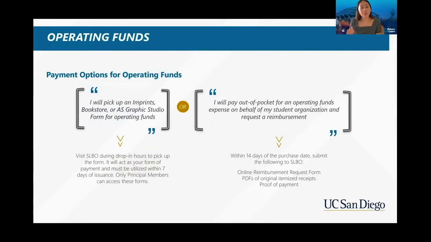Lastly, we're going to go over the payment options for operating funds. So they're really similar to the options for printing for events. The first option is coming into the Student Life Business Office and picking up one of the 3 forms that we offer. We have one for imprints, for the bookstore, and also for AS Graphic Studios. Our office will take note of how much you estimate on spending, and then you can bring the form to the respective locations and use it as your form of payment. It must be utilized within 7 days of picking it up from our office.